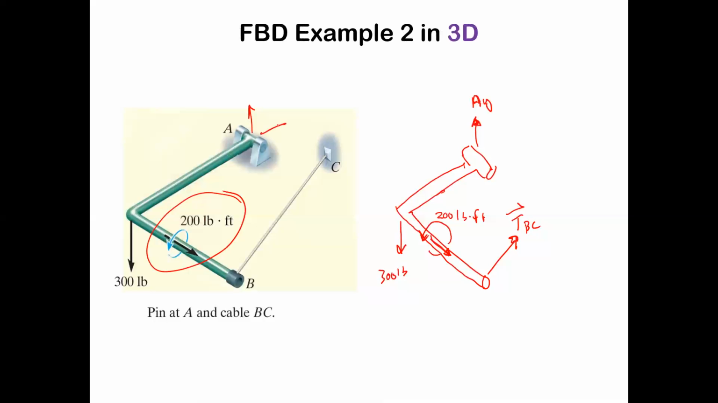Could the pipe move this way out of that thing at A? No, so there's going to be an AX as well, right?